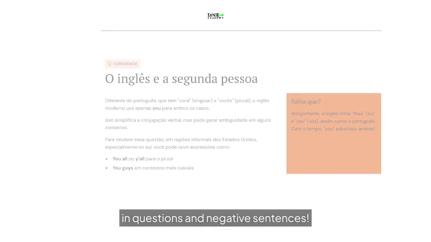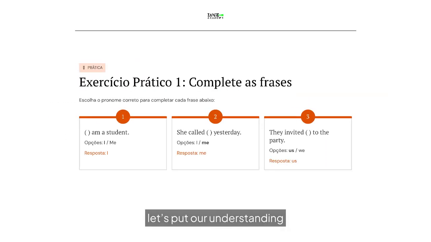Moving forward in our journey, let's put our understanding of personal pronouns into practice with some exciting exercises. This is a crucial step in solidifying what we've learned about subject and object pronouns. As we've discussed, personal pronouns are essential for clear communication, so let's see how well you can apply them. In the first exercise, you'll fill in the blanks with the correct pronouns.